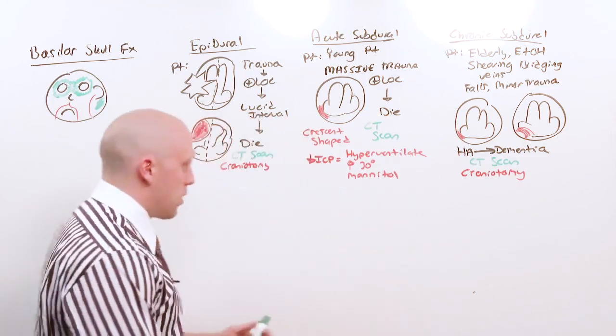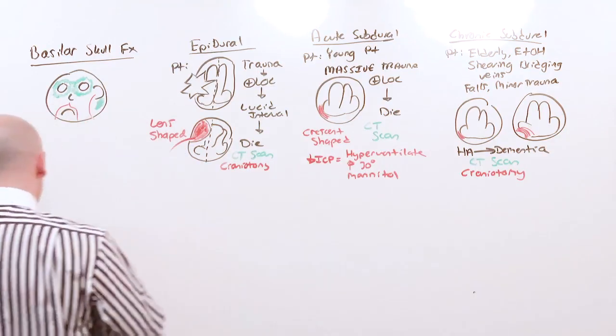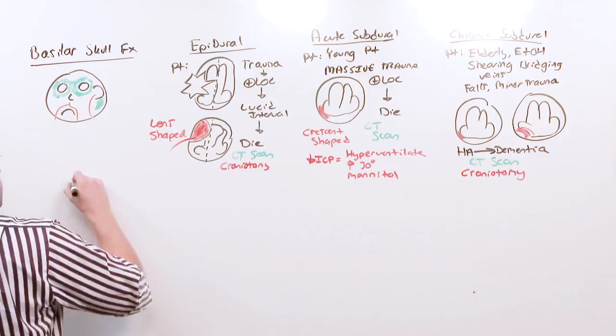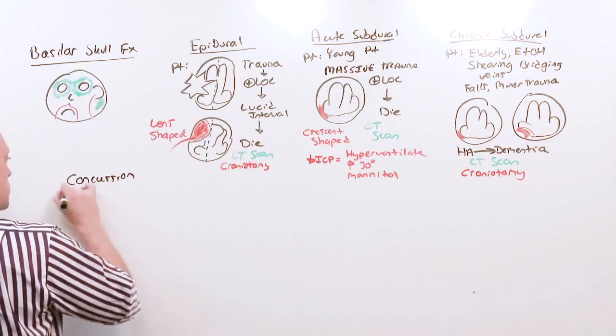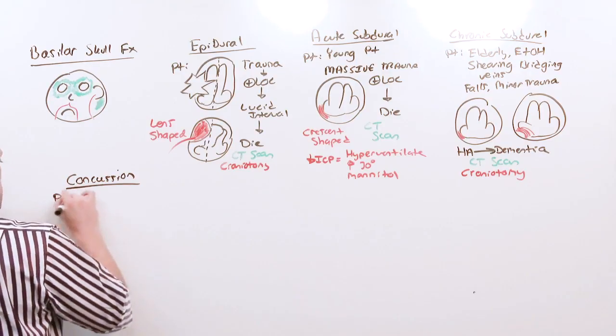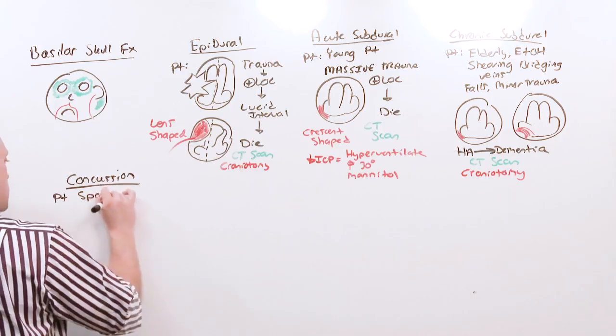Two other head injuries that are not bleeds, so will not show up on CT scan, are going to be concussion and diffuse axonal injury. A concussion is almost always going to be in the setting of a sports injury. It doesn't have to be, but on the test it will be.